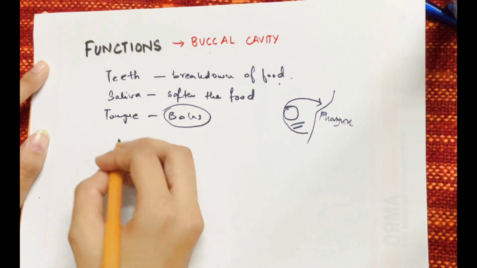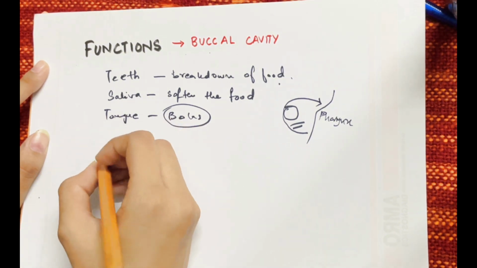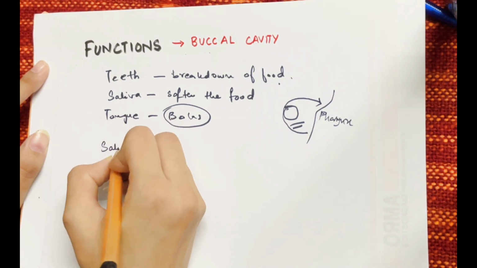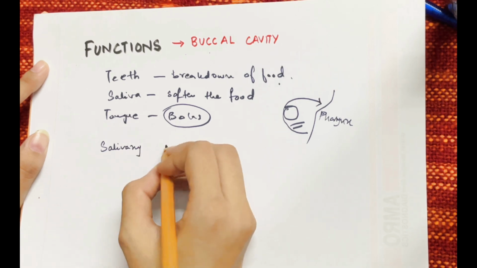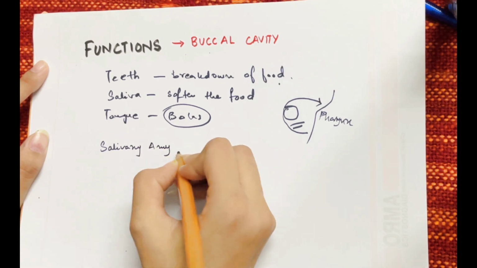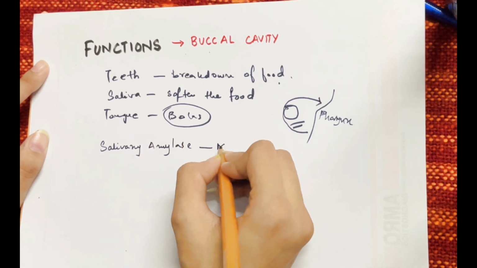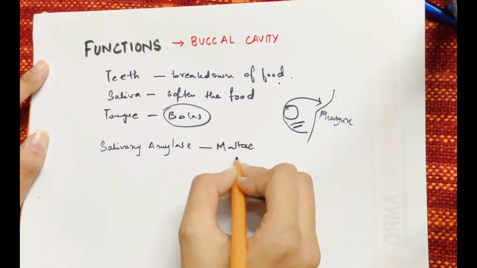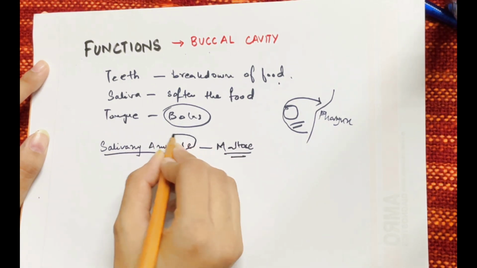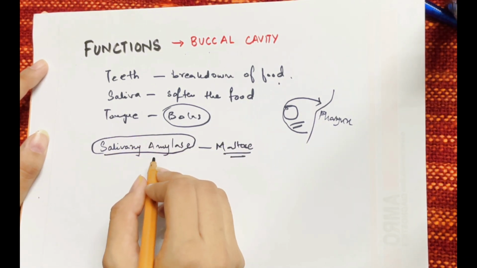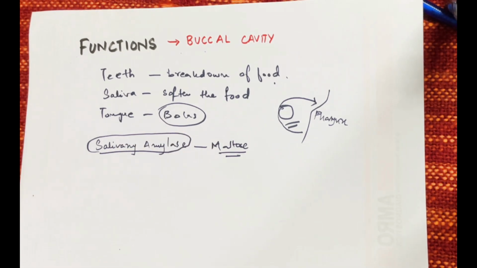Then, when you go on to the enzymes, there is a salivary enzyme present in our mouth that is responsible for the breakdown of maltose. The maltose that is taken in through the ingestion process is broken down by an enzyme known as salivary amylase. These are the four major functions performed by all of the components present in the mouth.